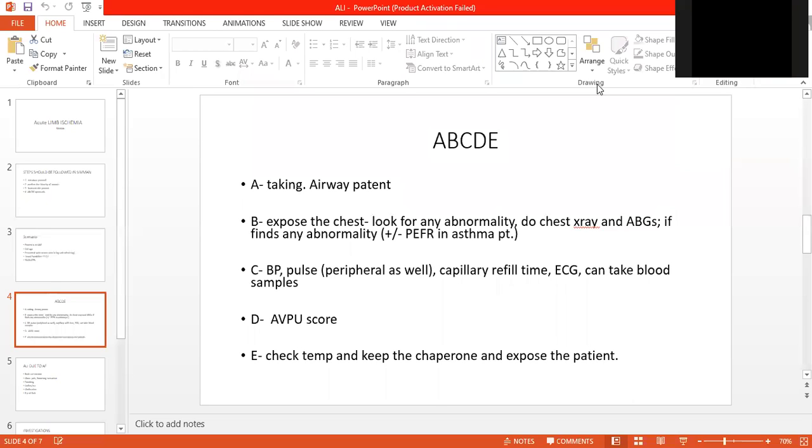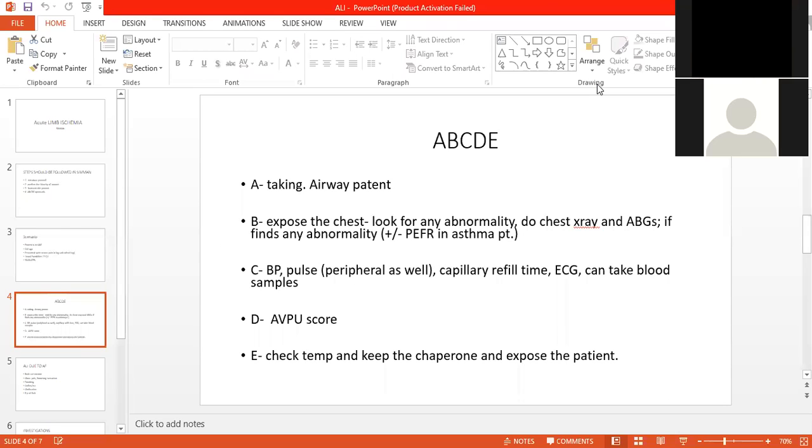Doctor, I also want to ask you something. In an acute limb ischemia case, we look at the monitor and the oxygen saturation is, for example, normal, 95. We have to give oxygen because the patient is unwell, but do we give oxygen or not? Yes, definitely. We have to give the oxygen.